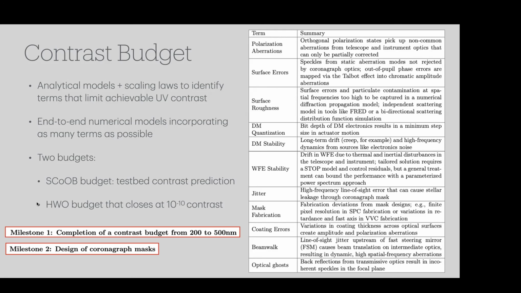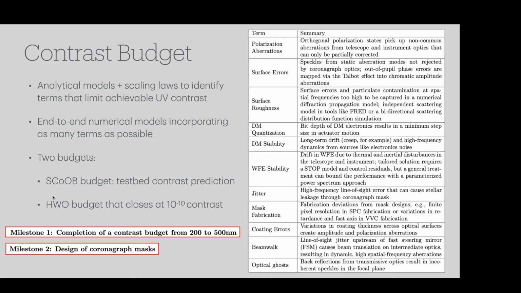And then the other part of this is to do a budget that's aimed more at something like HabWorlds, right? Where we take a notional telescope, and then a notional optical design, which hopefully they will release before long. And then understand what sort of trades we have to make to actually get that budget to close at the 10 to the minus 10 contrast.